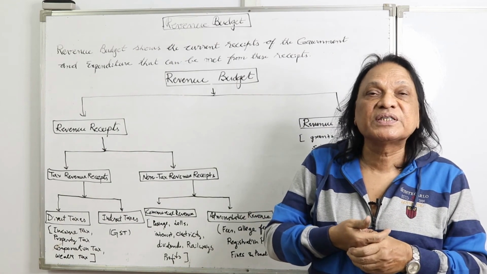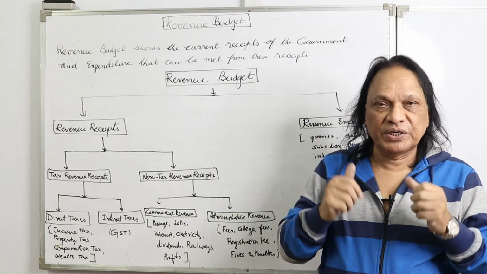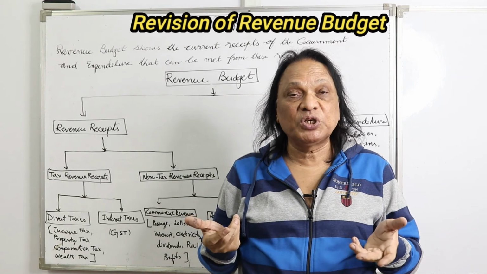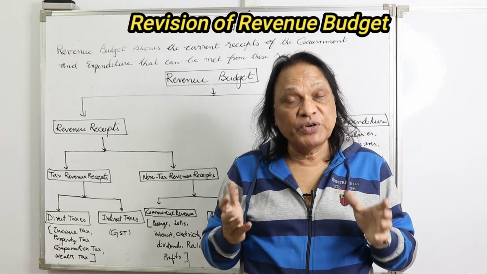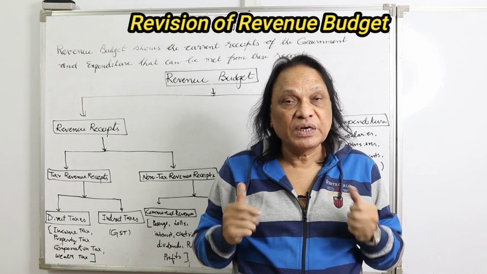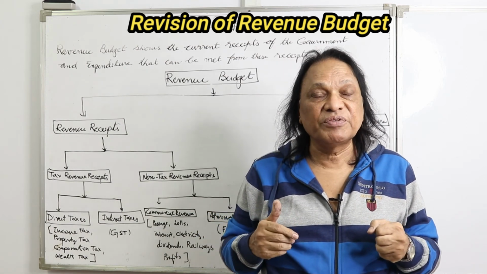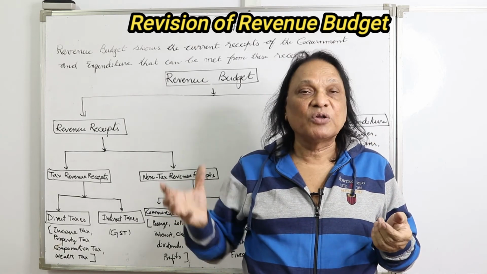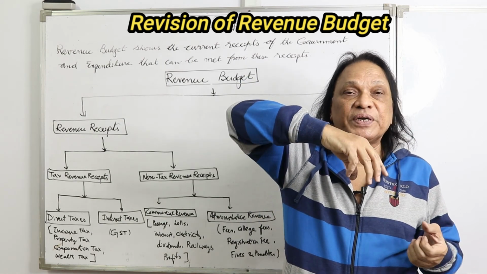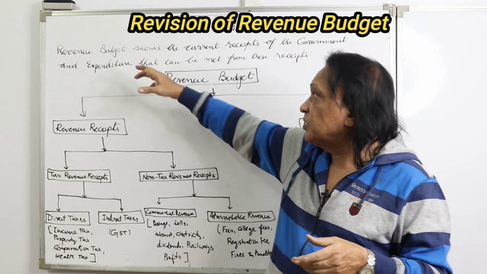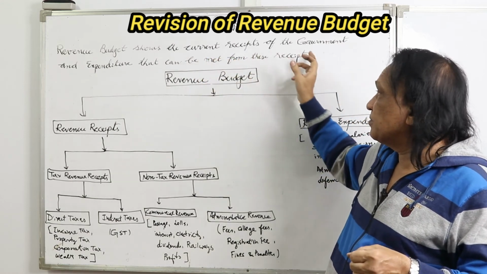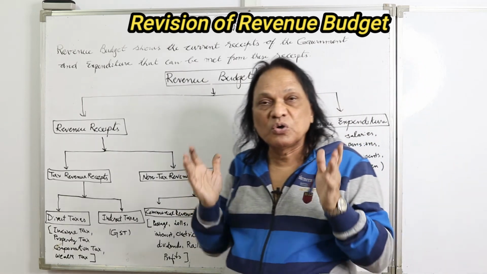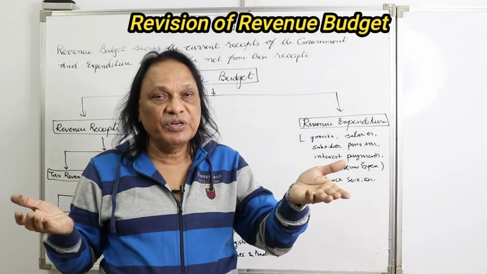Now once again we'll discuss revenue budget. Government budget has two components, revenue budget and capital budget. Capital budget we'll discuss in the other video. So today we are discussing revenue budget. Revenue budget consists of revenue receipts and revenue expenditure. It shows how the government meets its revenue expenditure through the revenue receipts. Revenue budget shows the current receipts of the government and expenditure that can be met from these receipts. Revenue budget is divided into two parts, revenue receipts and revenue expenditure.